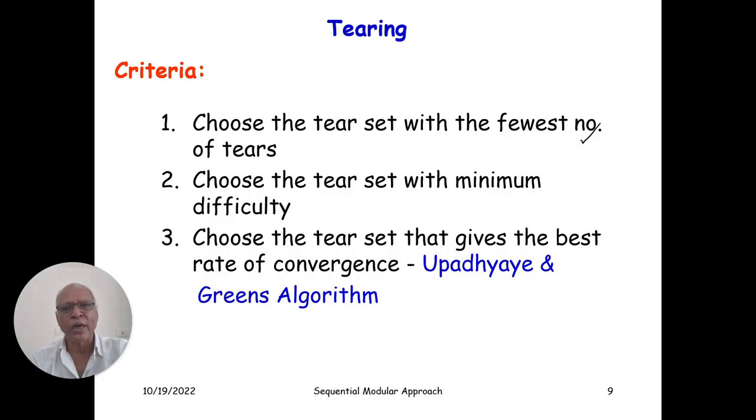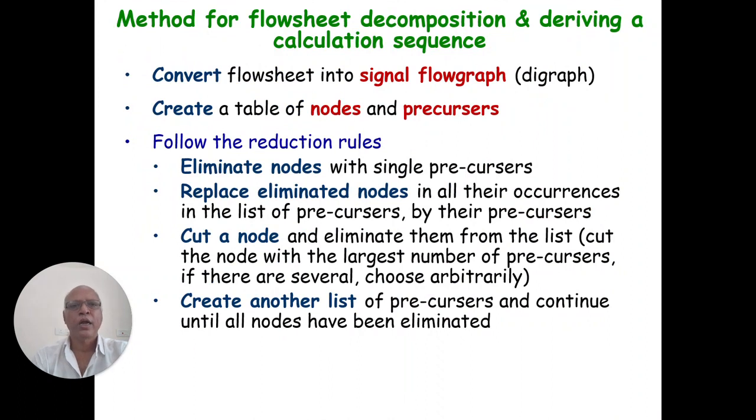So if you have alternatives, you can choose the tear set that gives you the minimum difficulty based on the number of components involved in alternative tear sets. And as I said, you can also find out the tear set that gives you the best rate of convergence. One such algorithm is Upadhye and Grens. If you are interested, you can look into literature and also apply that. Now, this is what I was talking about, Barkley and Motard algorithm. I will come back to this probably after taking a simple example, and then we can discuss this.